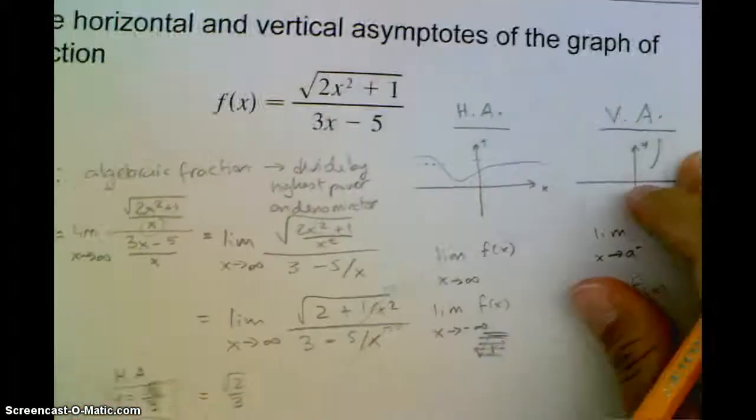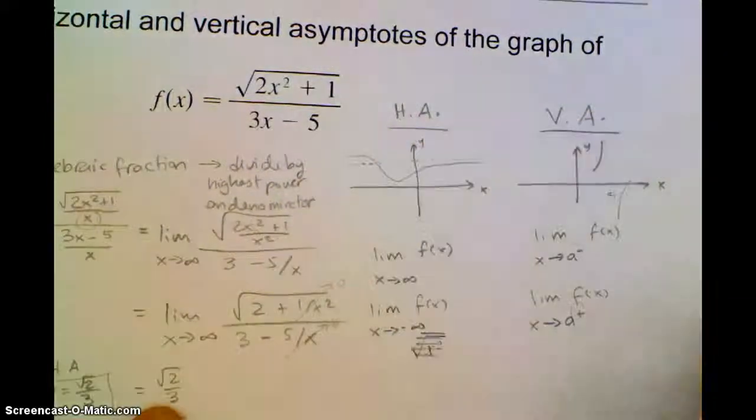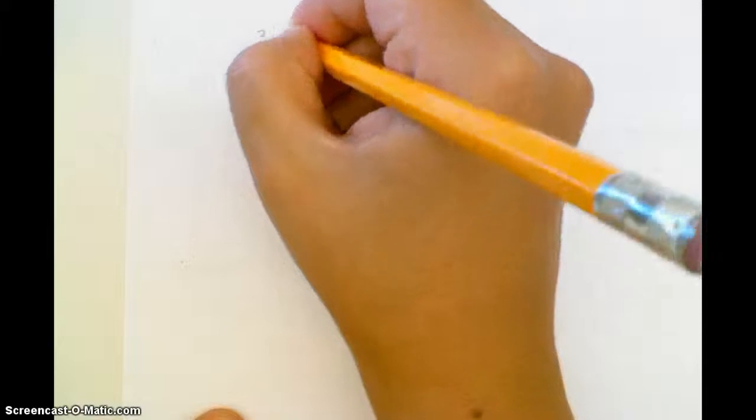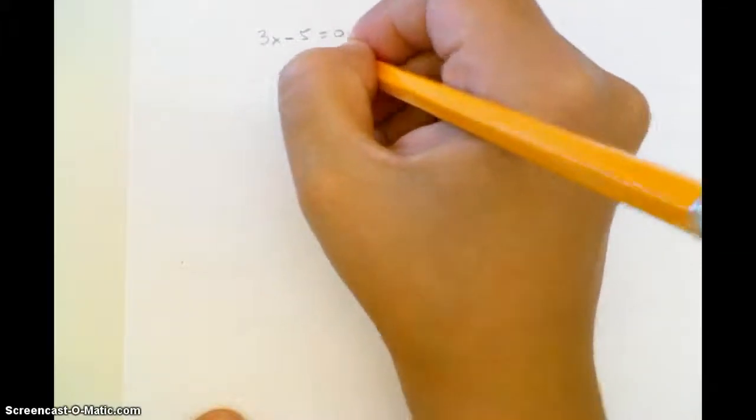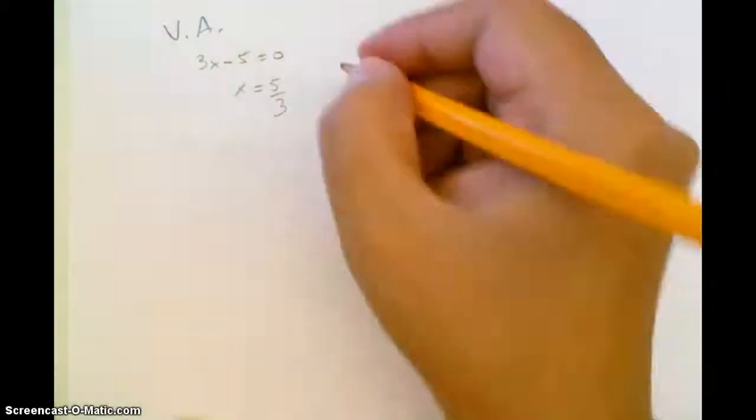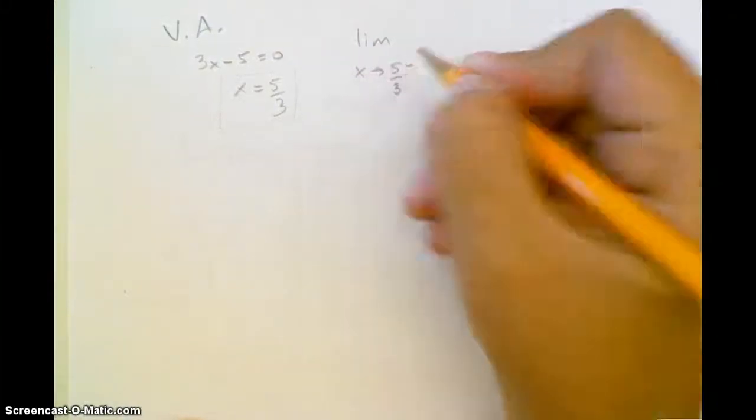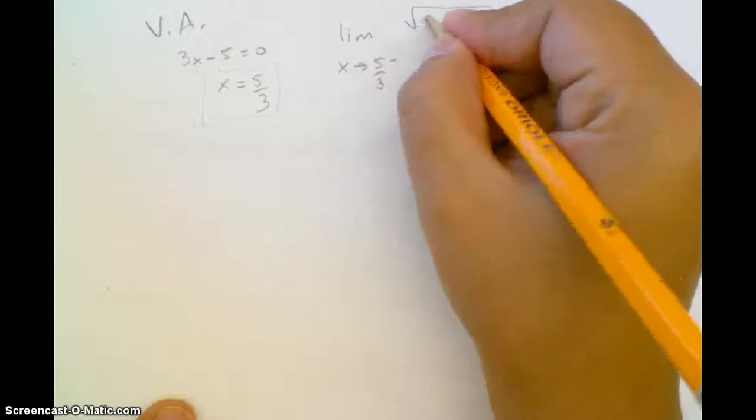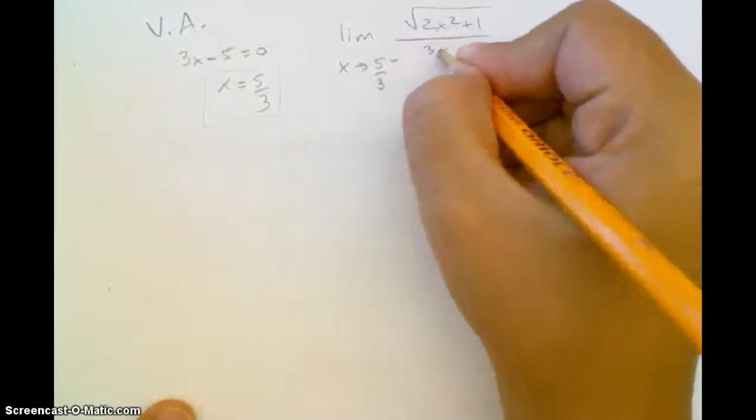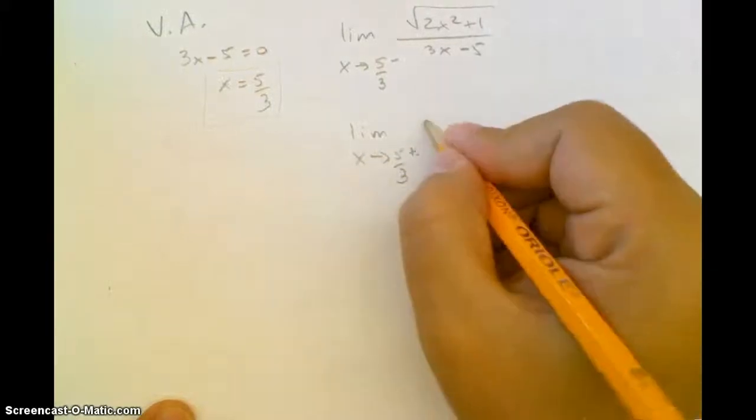Now let's talk about the vertical asymptotes. What would be that particular value of interest? I just have to make my denominator 0. So if I do that, 3x minus 5 equals 0, so x is 5/3. So I'm finding my vertical asymptotes. Now I just have to make sure that this is actually an asymptote and not a hole. So I find the limit as x approaches 5/3 from the left of that function, and then I find the limit as x approaches 5/3 from the right of that function.